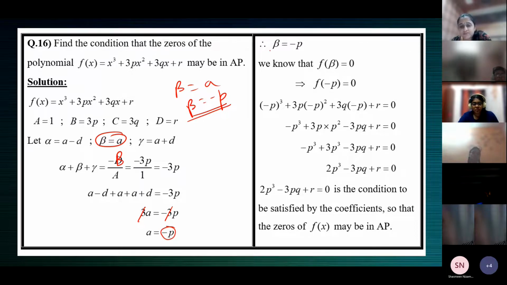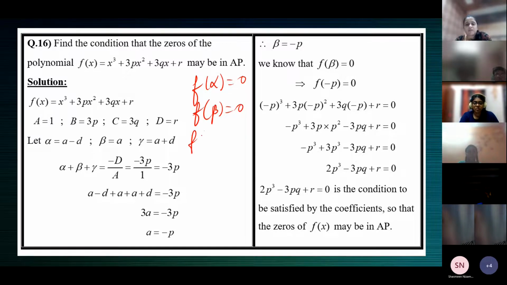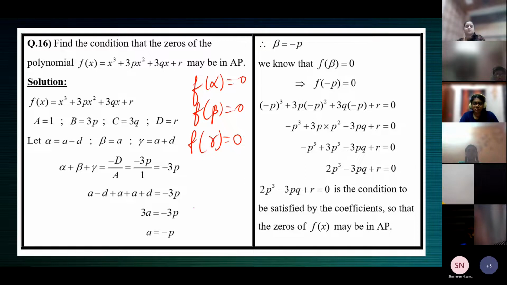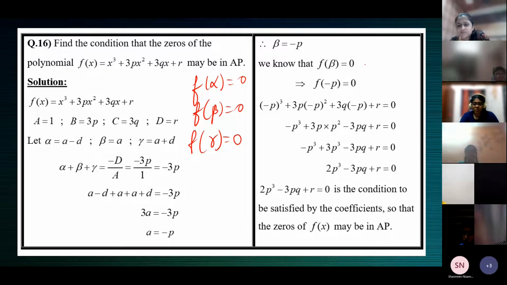And when we say beta is minus p, we know that, from the example I gave you last class, f of beta is always 0. F of alpha is always 0, f of beta is always 0, f of gamma is always 0. Recall from the last class. So f of beta is 0 because beta is a zero of the cubic polynomial. Now beta is minus p, so f of minus p is 0.